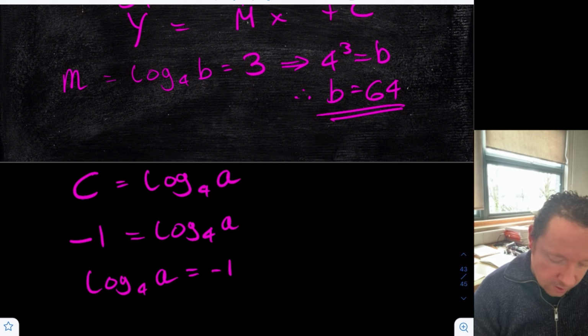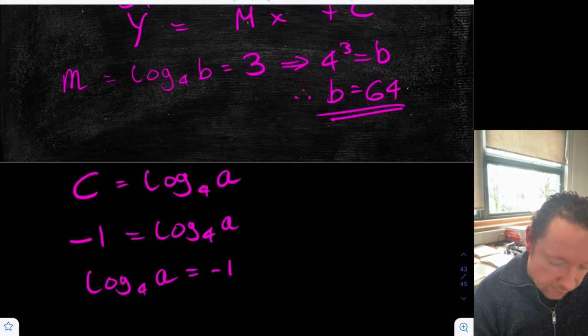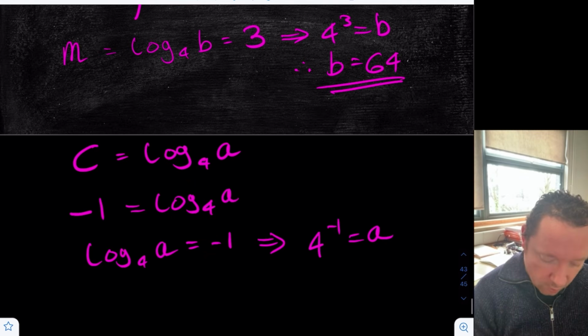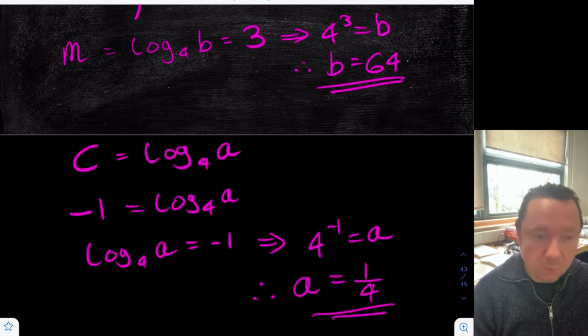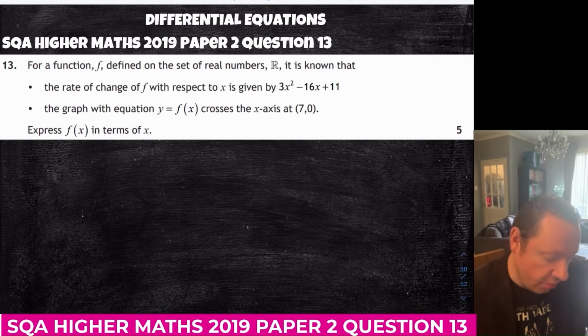Remember, that means 4 to the power of minus 1 equals a. You can just write that straight away. 4 to the minus 1 equals a. 4 to the power of minus 1 is 1 over 4 to the power of 1. So therefore, a equals 1/4. And we're done there.